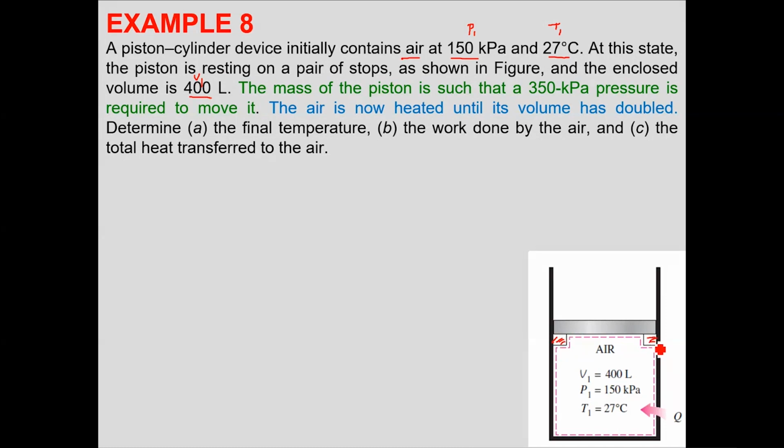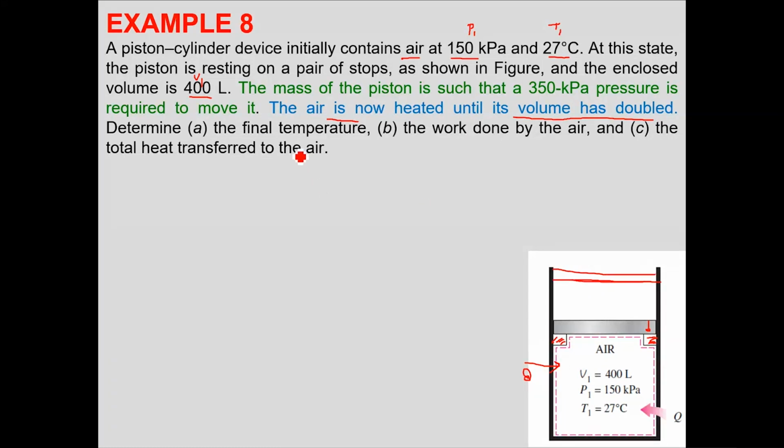So the piston cannot move downward. This is what you understand by the statement that says the piston rests on the two stops. Now it is further said that air is now heated until its volume has doubled. There is some heat addition to the system which ultimately results in the volume of the system getting doubled.